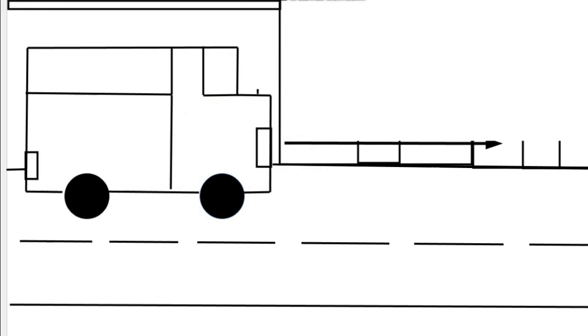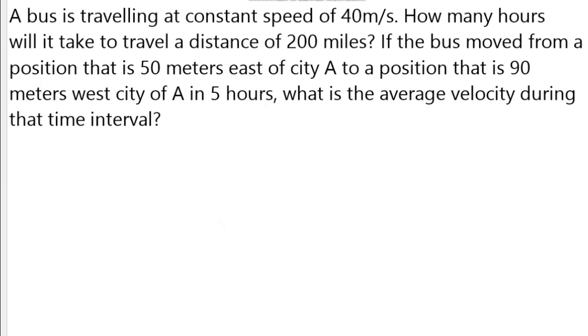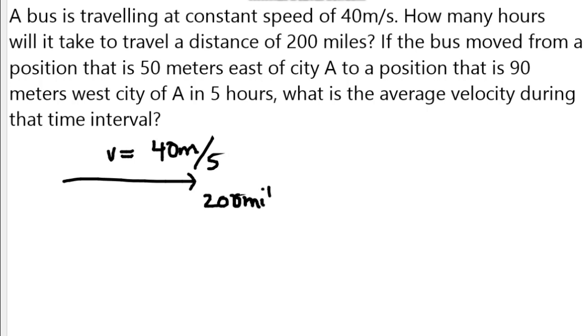Today we're just going to solve a physics problem that includes constant speed and constant acceleration. A bus is traveling at a constant speed of 40 meters per second. How many hours will it take to travel the distance of 200 miles? If the bus moves from a position that is 50 meters east of city A to a position that is 90 meters west of city A in 5 hours, what is the average velocity during the time interval?